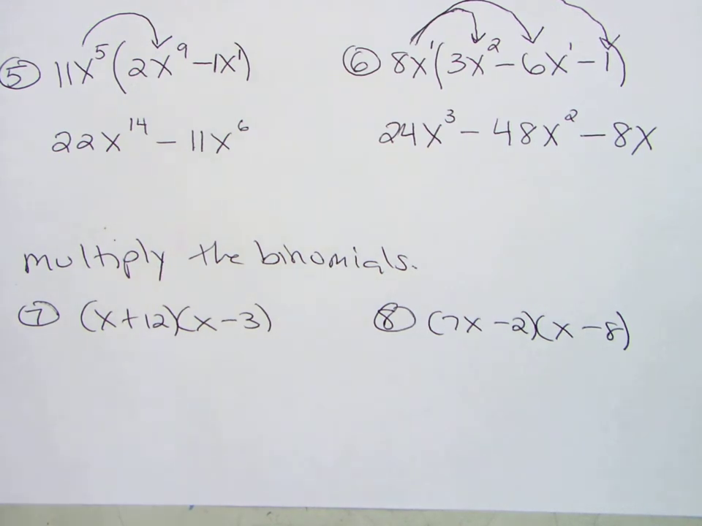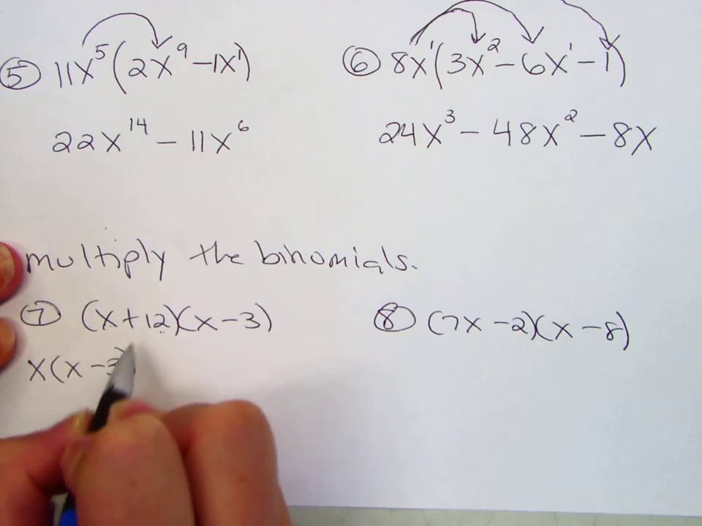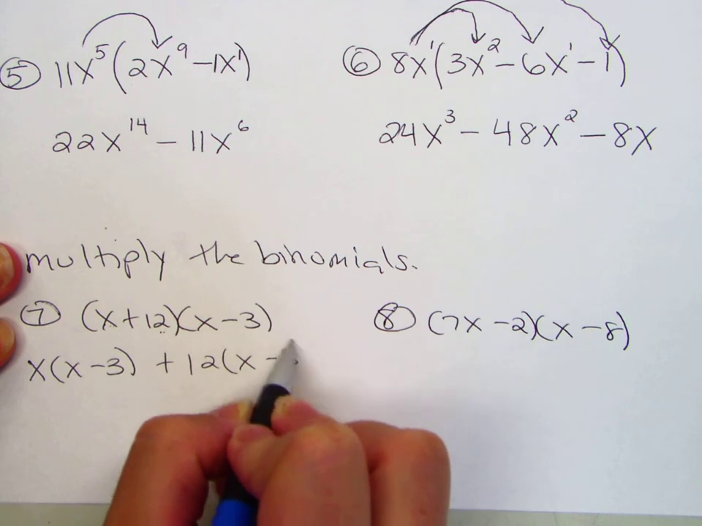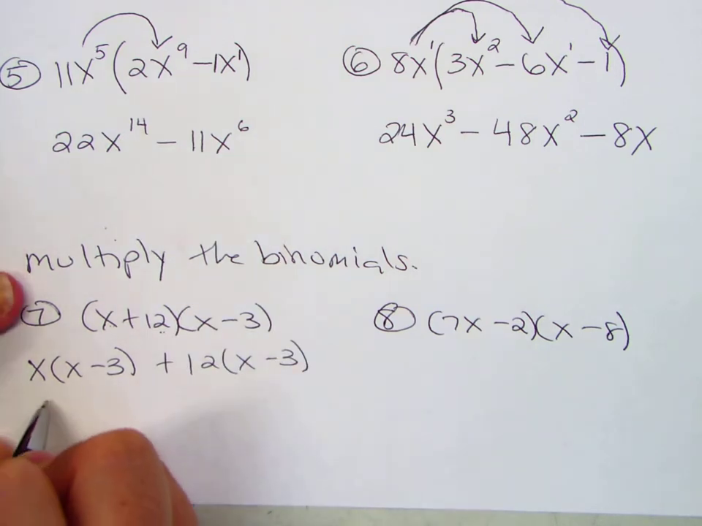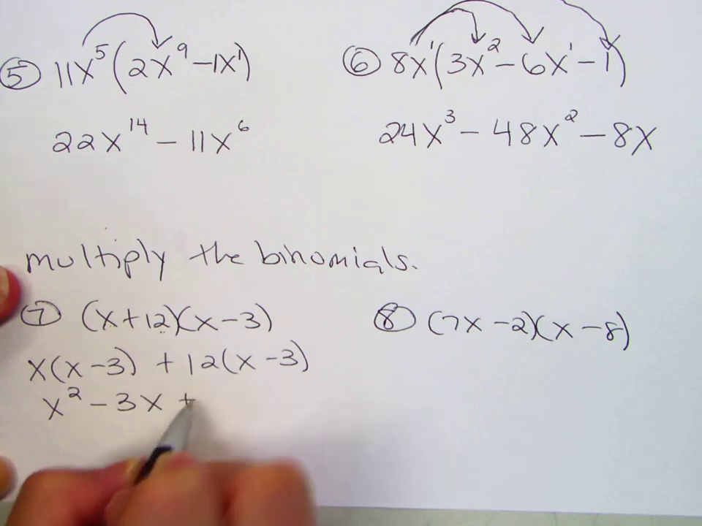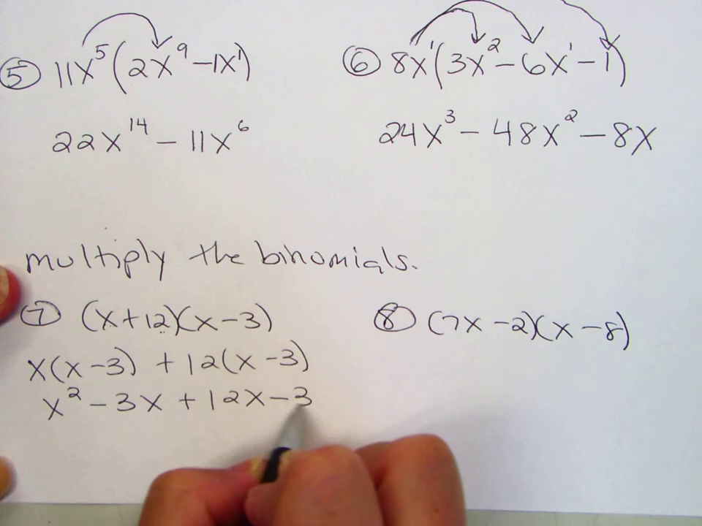So when I'm multiplying binomials, remember, I have to multiply both of these terms by x minus 3. So I'm going to write x times x minus 3, and then I also need to multiply that 12 times x minus 3. Distribute twice. x times x is x squared minus 3x. 12 times x is 12x. 12 times 3 is 36.